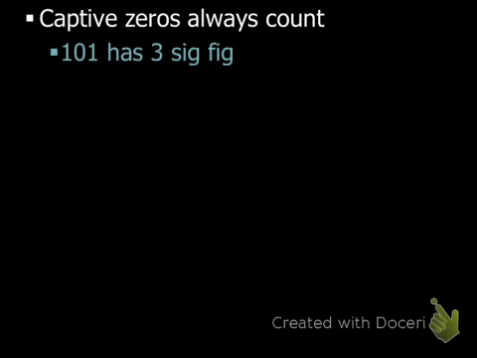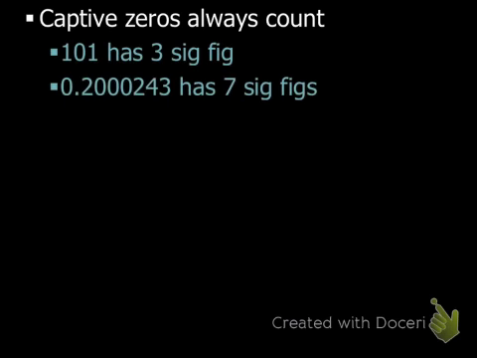Another type of zero we can have is a captive zero. A captive zero is a zero that's trapped in between two non-zero numbers. So this zero here would be a captive zero, as would these zeros down here. Those count because they're in between non-zero numbers. So this first number up here, 101, would have 3 sig figs. In our second number, we wouldn't count this first zero, because it is a leading zero. We wouldn't start counting until we hit the first non-zero number, but then these zeros count because they are captive, trapped in between non-zero numbers. So this one would have 1, 2, 3, 4, 5, 6, 7 sig figs.